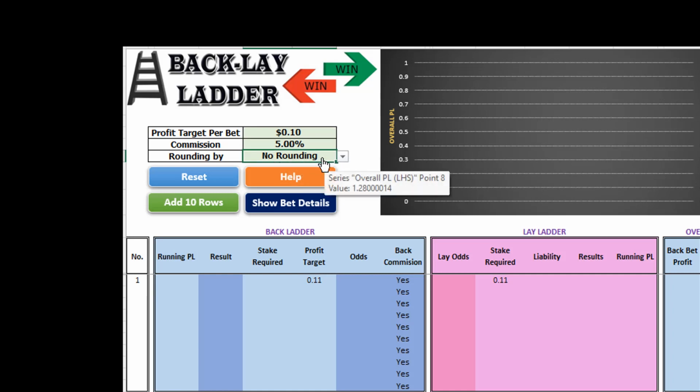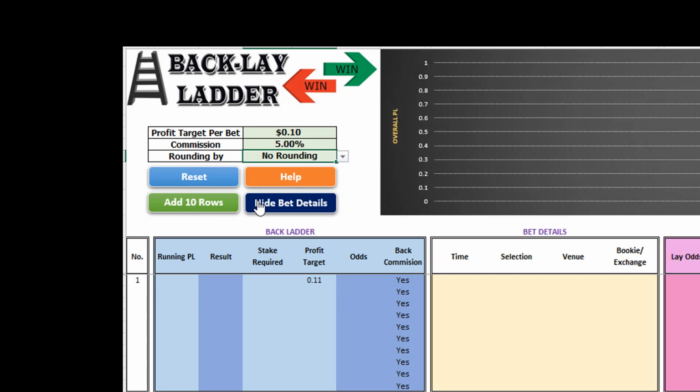Now the rounding is, if you are wanting to do back bets with a bookie, I do all my bets with Betfair, but say for example you wanted to do your back bets with a bookie, then you may find that you may have to bet in 10-cent increments or 50-cent increments or $1 or £1 increments. Whatever your currency is, that's what this will reflect. As I'm using exchange Betfair and I don't need to round, I can bet in odd amounts, so I'll just leave no rounding. These buttons here we don't have to worry about, except this one, show bet details.